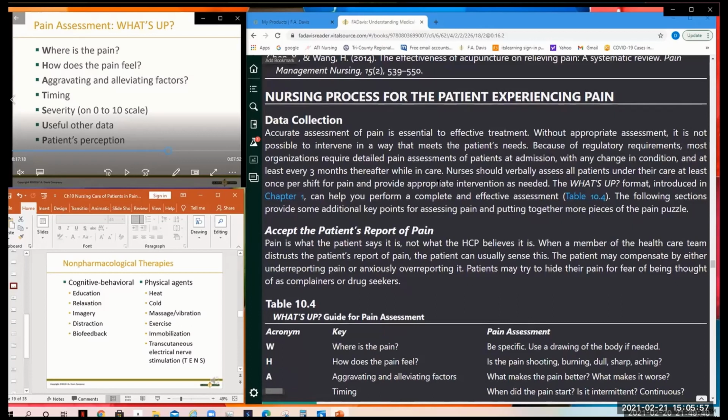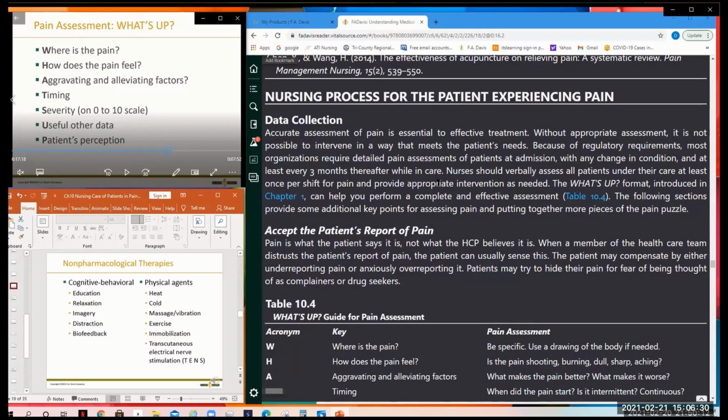Accurate assessment of pain is essential to effective treatment. Without appropriate assessment, it is not possible to intervene in a way that meets the patient's needs. Because of regulatory requirements, most organizations require detailed pain assessments of patients at admission, with any change in condition, and at least every 3 months thereafter while in care.